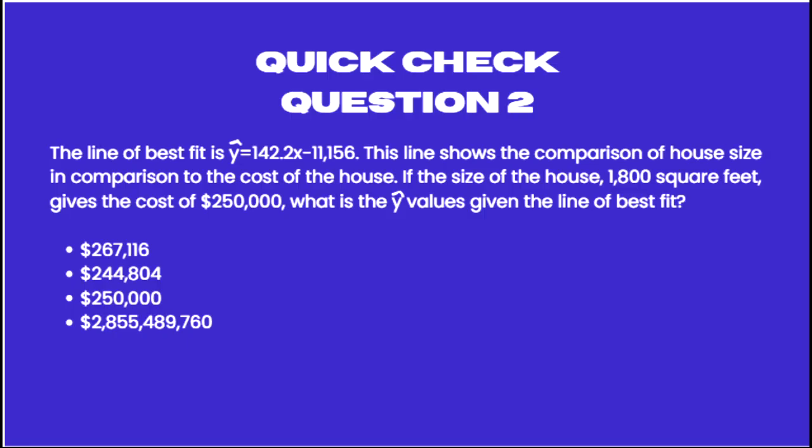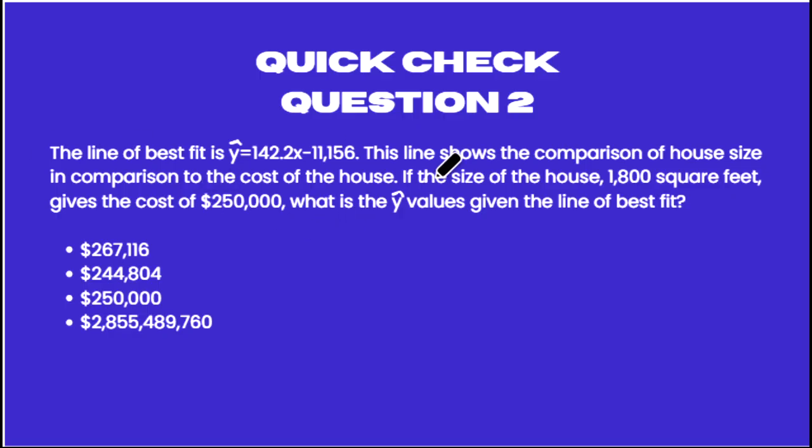Here's quick check question number 2. The line of best fit is y hat is equal to 142.2x minus 11,156. This line shows the comparison of house size in comparison to the cost of the house. If the size of the house, 1,800 square feet, gives the cost of $250,000, what is the y hat value given the line of best fit?